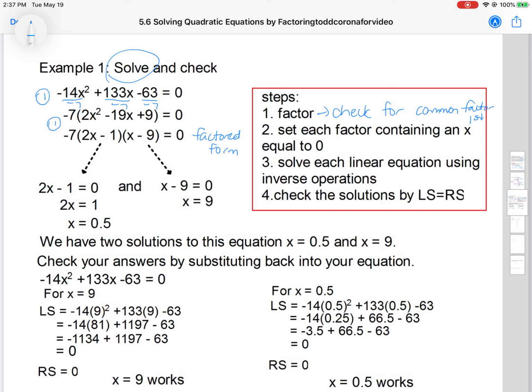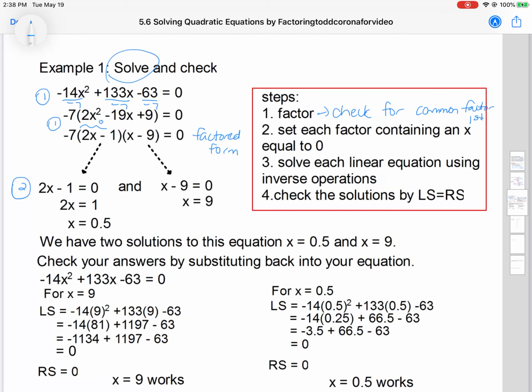which is where we've been stopping before, if the question says solve, then you're going to want to set each of the brackets equal to 0. So set each factor equal to 0. So that's this step here. So 2x minus 1 equal to 0 and x minus 9 equal to 0.